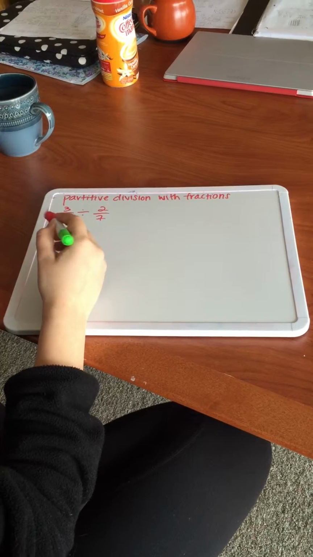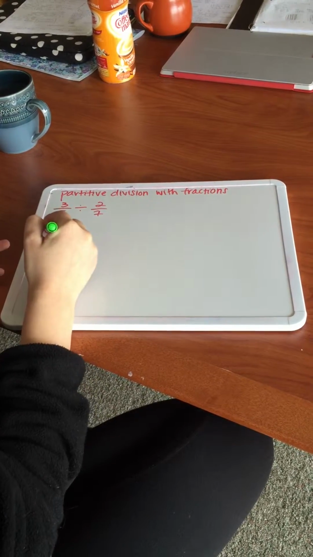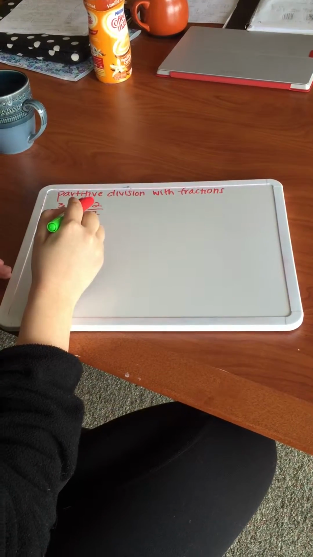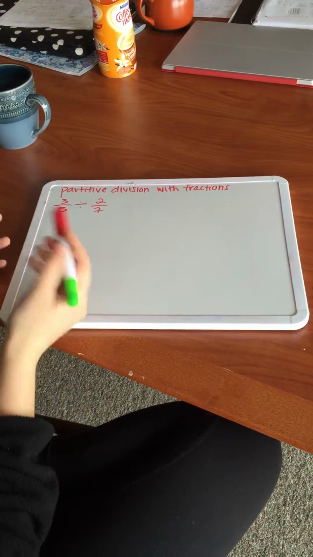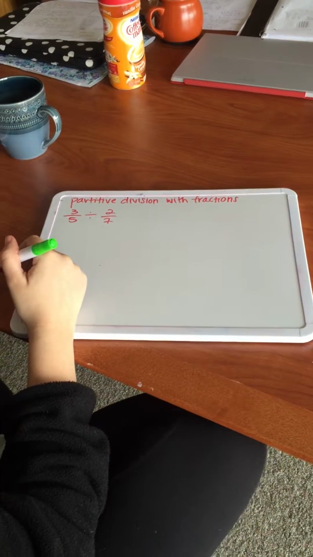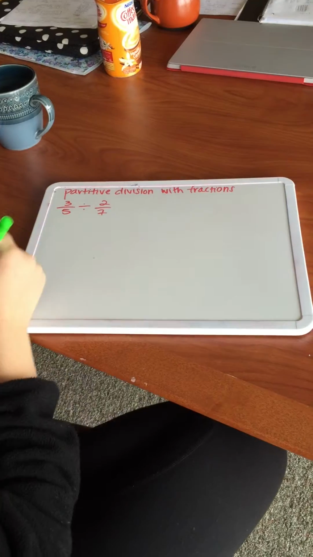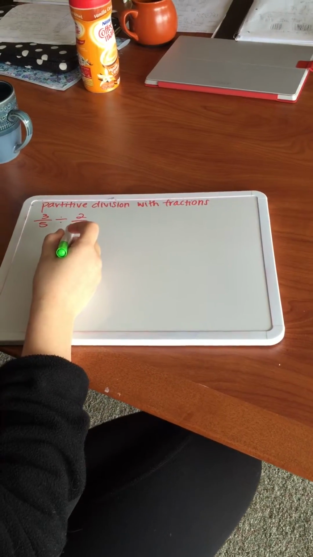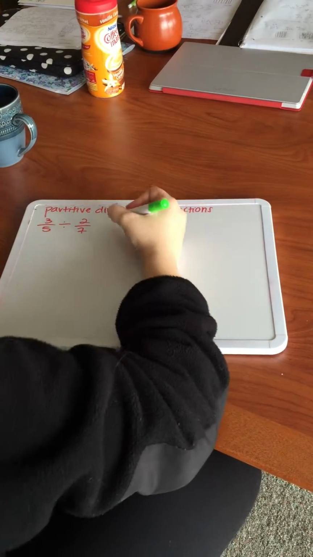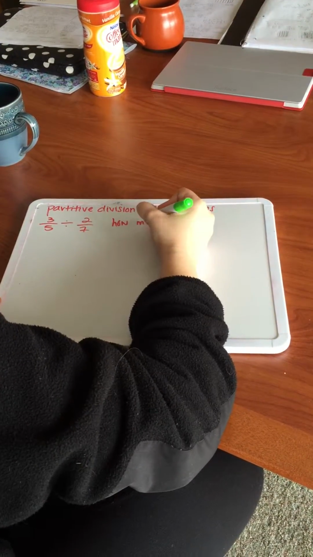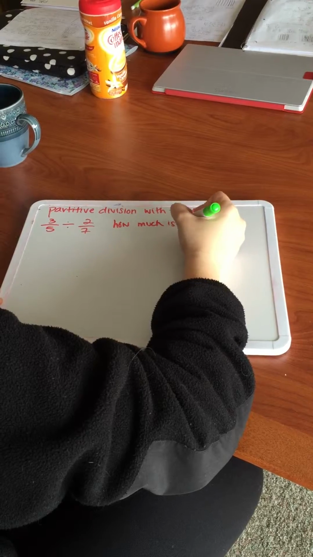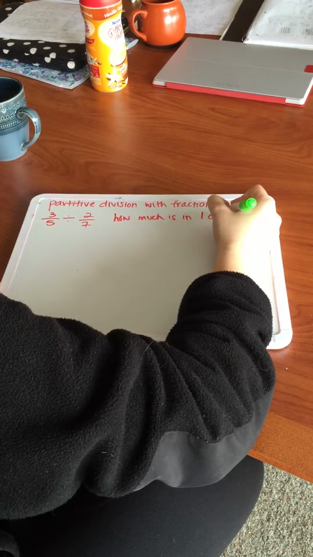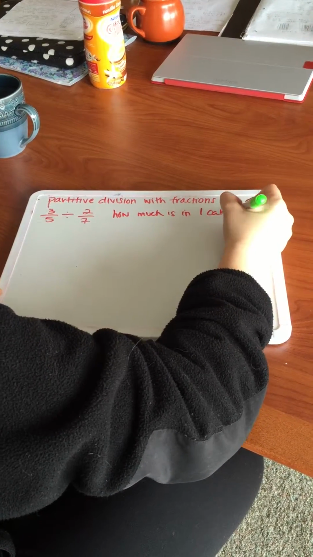So that means we're going to have 3/5 amount of something, and then we're going to share it equally between 2/7 of a group. So to make this a little bit easier, we're going to make this into a word problem. And we can think of it as 3/5 cup of sugar into 2/7 of a cake. And so how much is in one cake? And that's what we want to figure out.